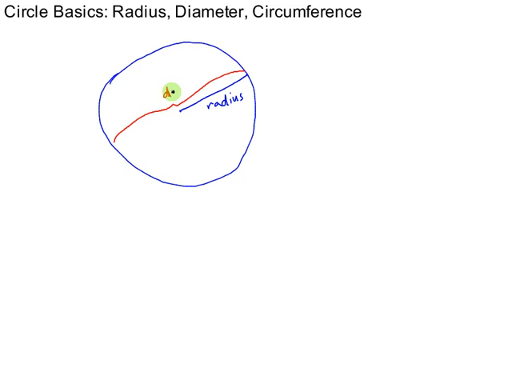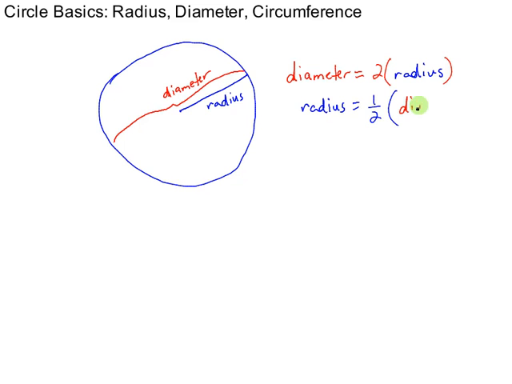So the diameter is the total distance across the circle. Clearly, the diameter is made up of the radius plus another radius. So the diameter equals 2 times the radius. Or, if you want, the radius is half of the diameter. So you could take 1/2 times your diameter to get your radius. A lot of people like to say you divide the diameter by 2. That's the same thing.